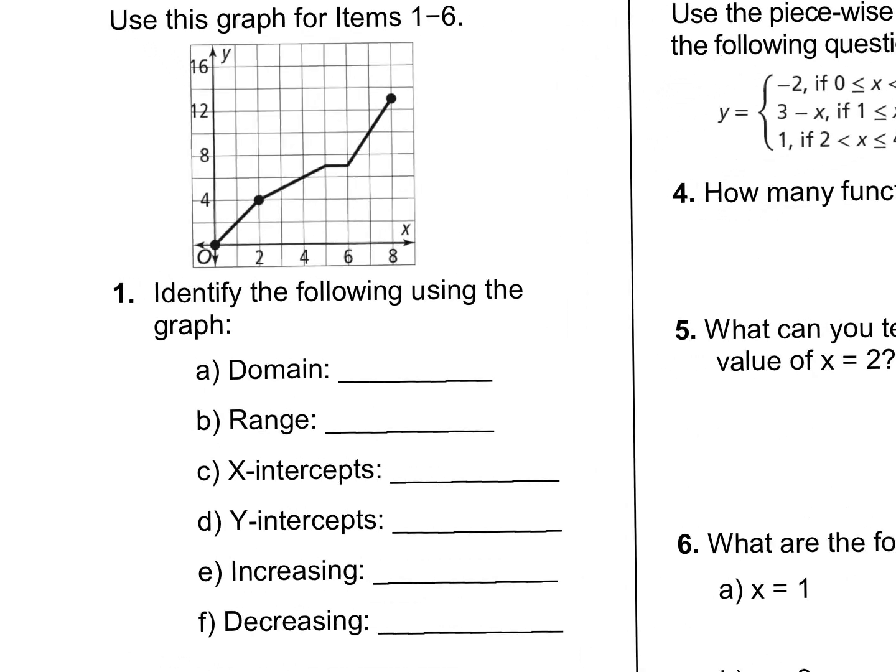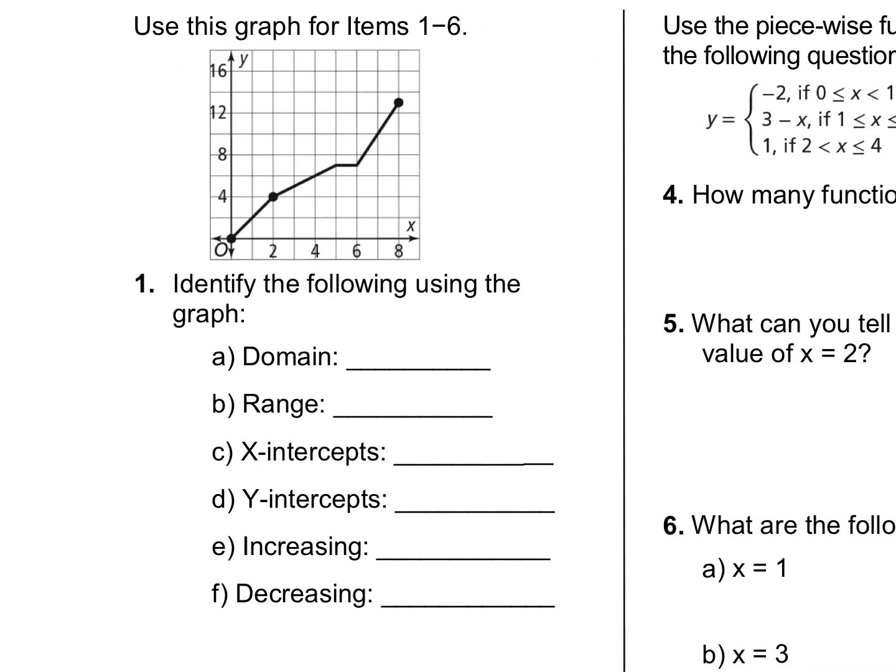Topic 1, test review. First thing is we're talking about graphical features. On number 1, it says identify the following using the graph up above. What does domain stand for? What are we looking at? X values. Okay, reminder, X goes left to right. So we're looking for our smallest X to our biggest X.